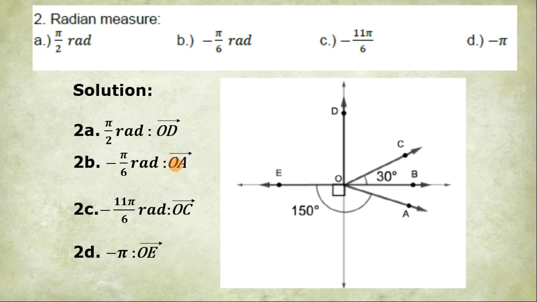For letter C, negative 11 pi over 6. So it's negative, so we have to move clockwise again. This is 6 pi over 6 that we have plus 5 pi over 6, this one here. This is the terminal side OC. So if we have it in degrees, it's actually negative 330 degrees, and that is equivalent to negative 11 pi over 6. So the terminal side of negative 11 pi over 6 radian is ray OC.